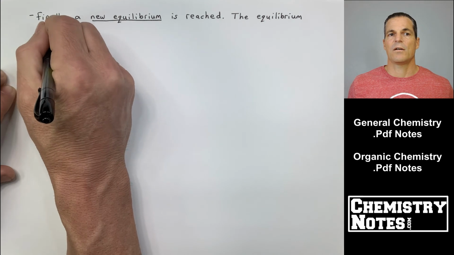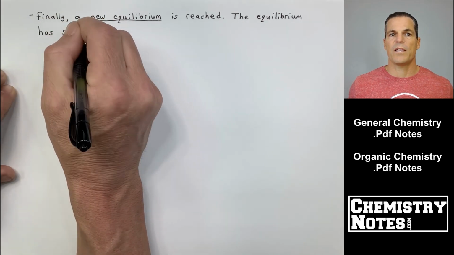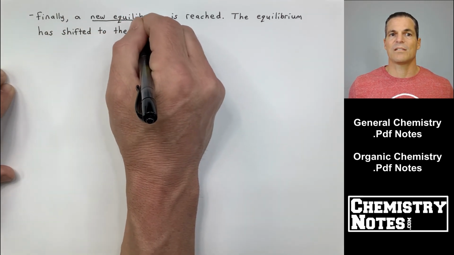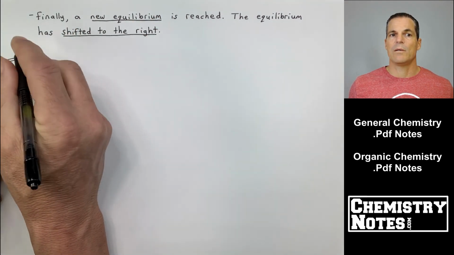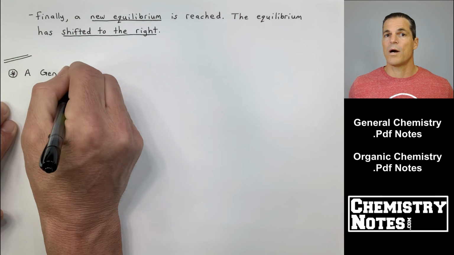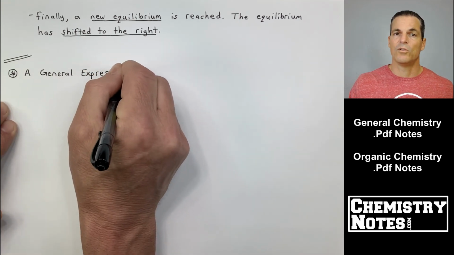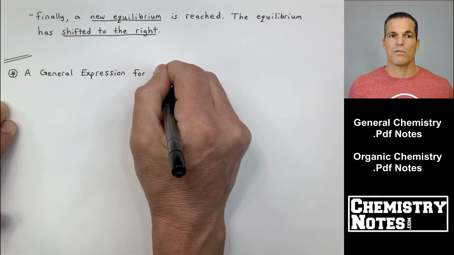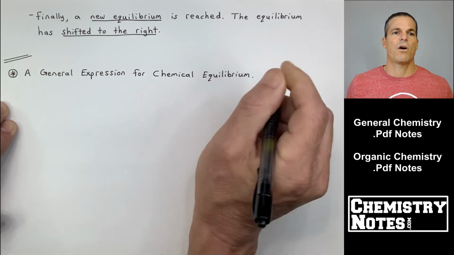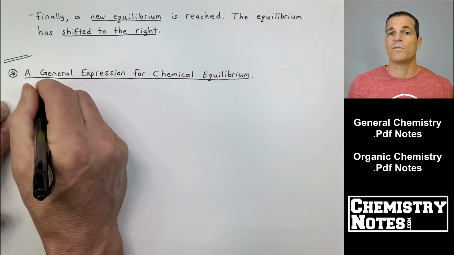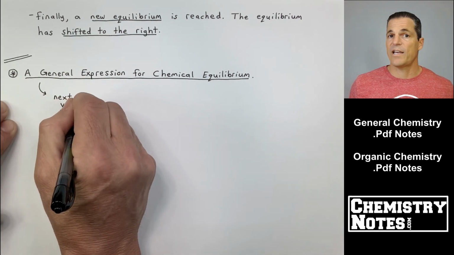So it says here, on the fresh new page of notes, bullet point at the top, it says, finally, a new equilibrium is reached, and that equilibrium has shifted to the right. We've got more products now because we injected a new reactant, which shifted things to the right. All right, double lines, star with a circle around it means I'm moving on to something else, and I'm going to do that in the next video.